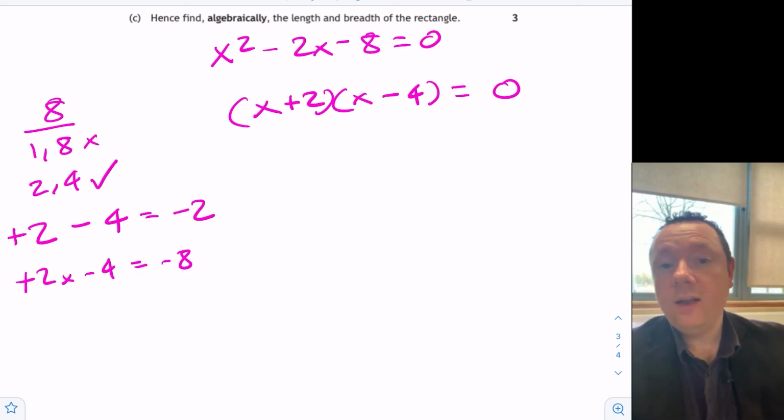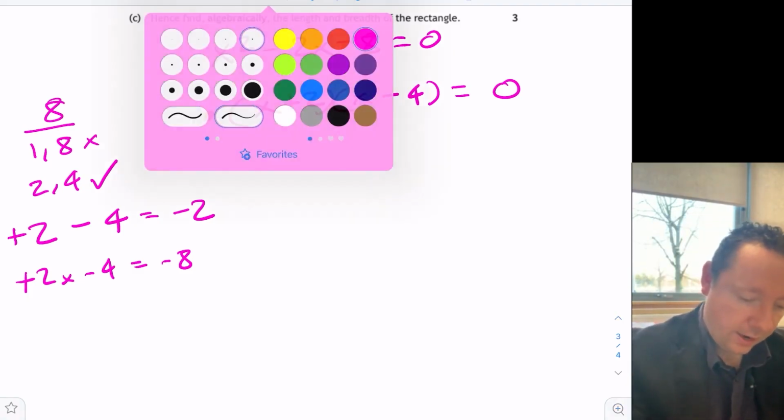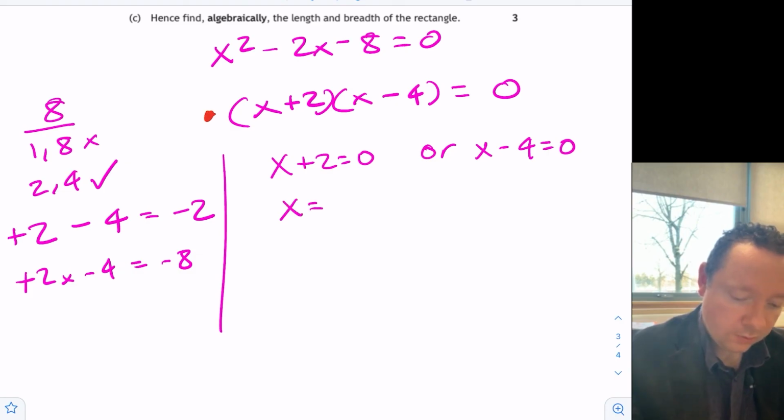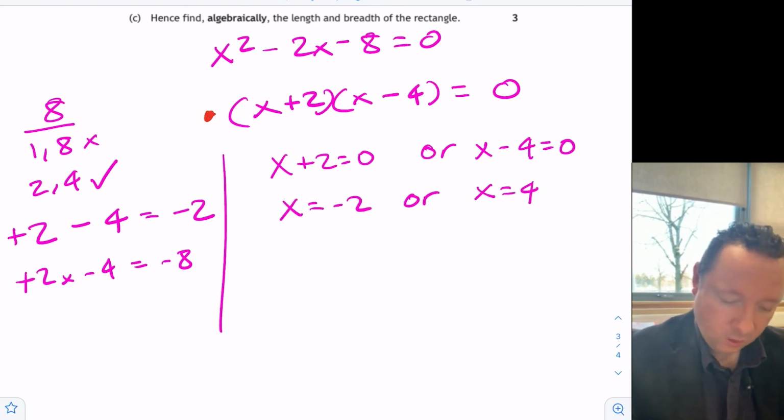You get a mark for factorising. And then for solving, you can then say x plus 2 equals 0 or x minus 4 equals 0. So that gives me x equals minus 2 or x equals 4 for a second mark.